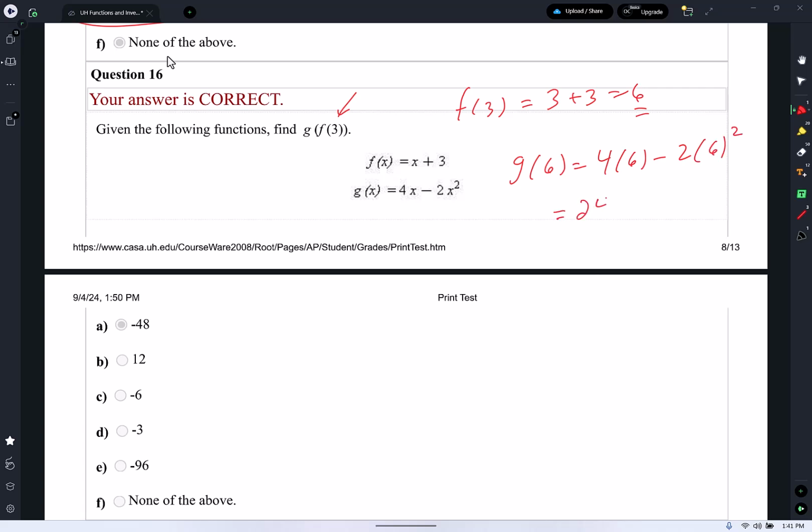4 times 6 is 24. 6 squared is 36. Double of 36. Well, let's see. If it was 35, it'd be 70. So it must be 72. See? Well, I do it in little pieces. Maybe your brain is wired different and you can just do it all in one. And then I just do the difference between 24 and 72. That's 48. The 72 is larger, so negative 48. And there it is. I look for that answer, and this person got it right.